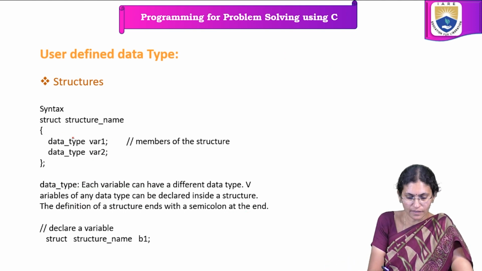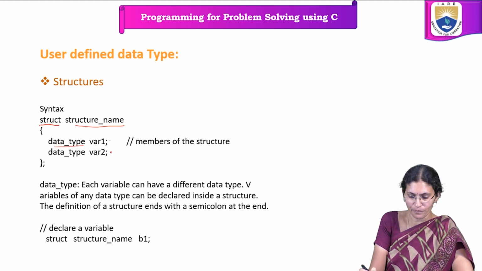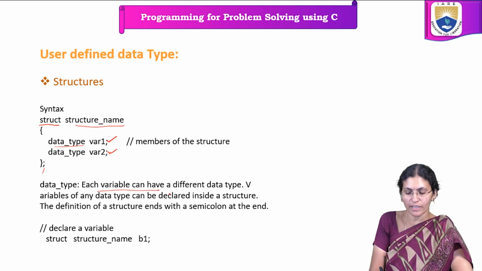So let us see the syntax here. First we have the keyword, then the structure name, then curly braces, and inside this are called members of the structure: variable 1 and variable 2. Then at the end we have a semicolon. Data type represents that variables of any data type can be declared inside a structure. The definition of the structure ends with a semicolon at the end. So that is what is given here.